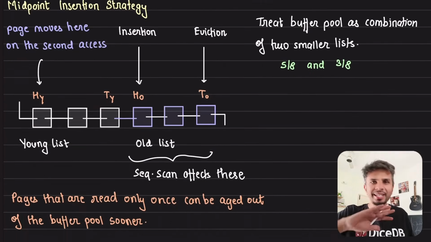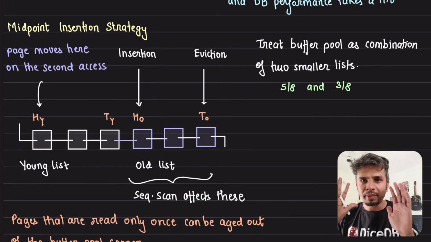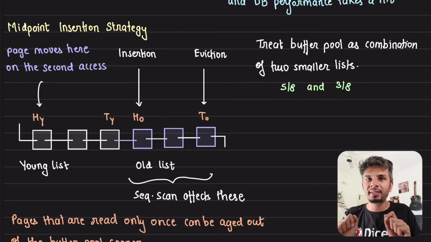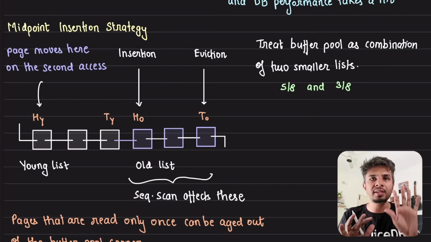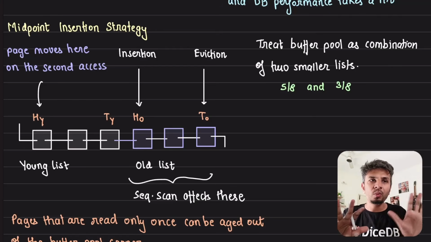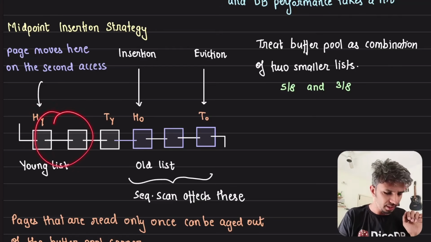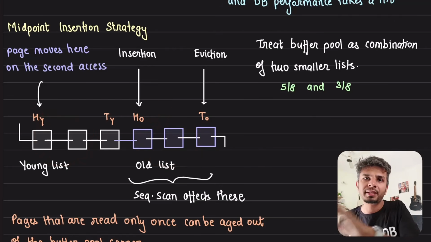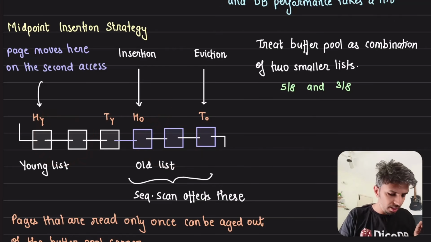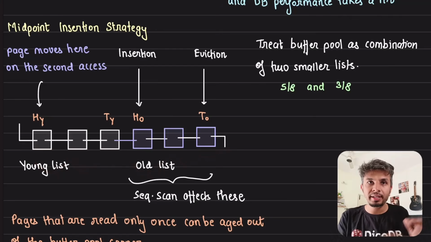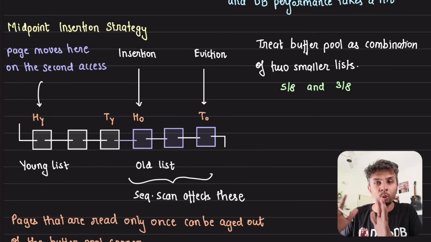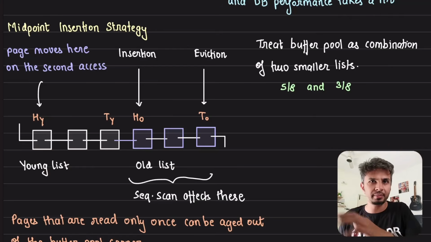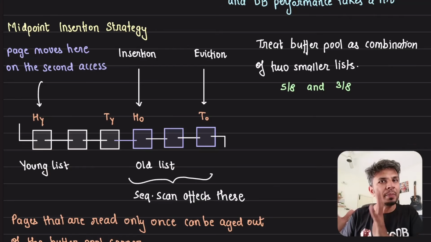So the idea is very simple. MySQL does not consider this doubly linked list, this buffer pool, as a single doubly linked list. It considers it as two smaller sublists. One is a young sublist, another is an old sublist. And the ratio in which it is divided is 5/8 young and 3/8 old. This is configurable. We'll look at the configurations in some time. So 5/8 young, 3/8 old.